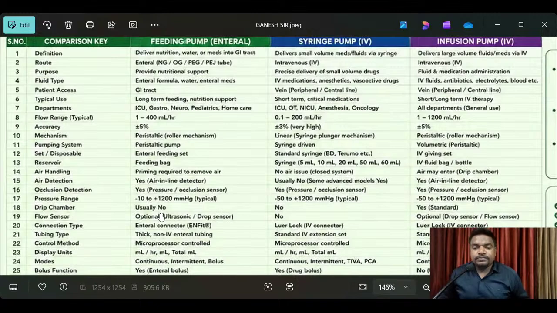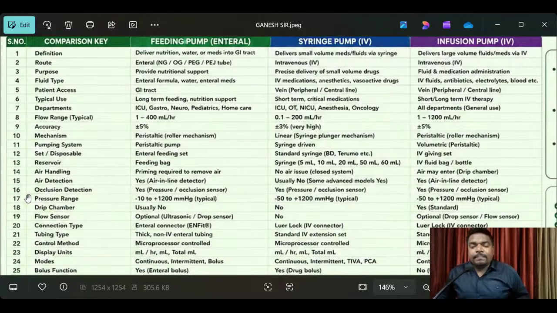Now, air detection: when it comes to the infusion pump, yes, there is an air-in-line detector. So you come to know where the air detector is available: in the feeding pump available, in the infusion pump available, but in the syringe pump not available. Usually no, though some advanced models will have sensors and they will be active. We have to find out the issues, right?